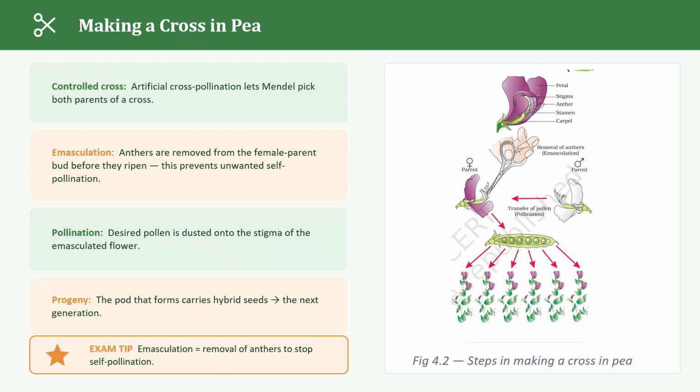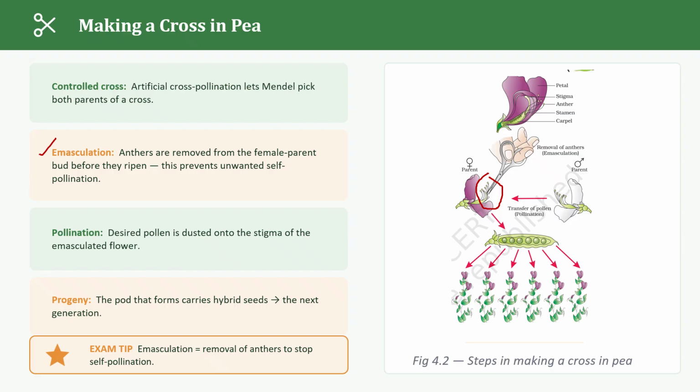First is emasculation. So in step 1 he did the emasculation. The selected flower, which is like a female parent, had its anthers removed before maturity. So here you can see in the picture, yes, the anthers are removed before maturity. Why? This prevents self-pollination because pollen cannot be produced by that flower. And the next one is pollination.